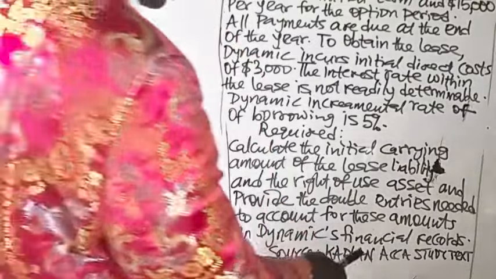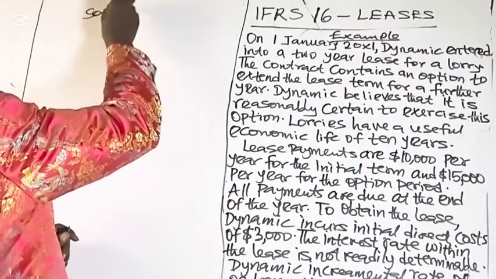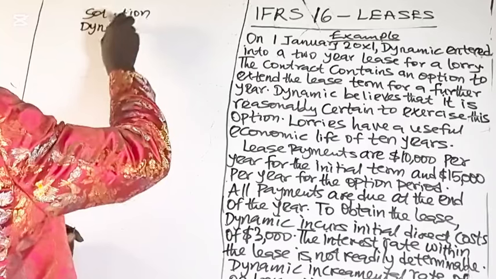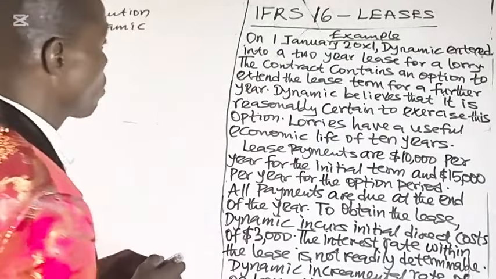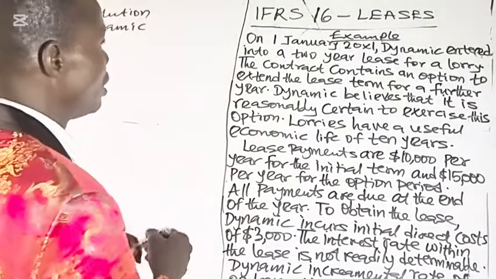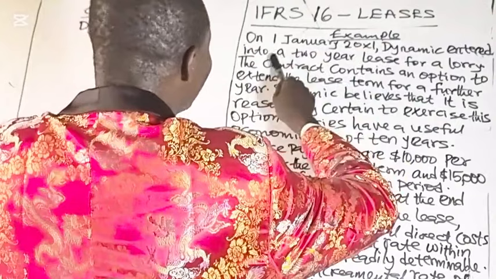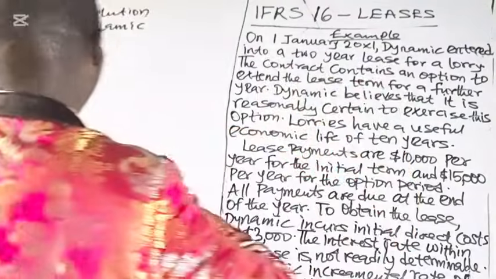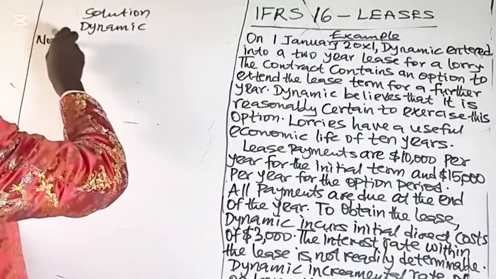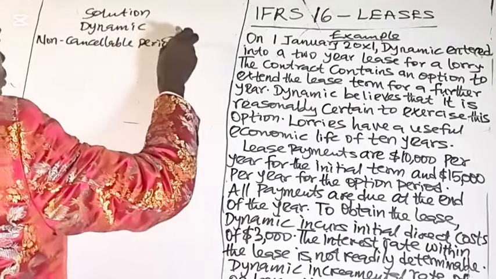The source of the question is the Kaplan ACCA study text. The name of the entity is Dynamic. So, the first thing is the determination of the lease term. You were told that on 1st of January 2021, Dynamic entered into a 2-year lease for a lorry. That means we have a non-cancelable period, which is the primary period, of 2 years.